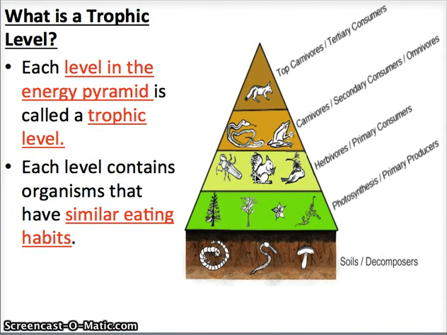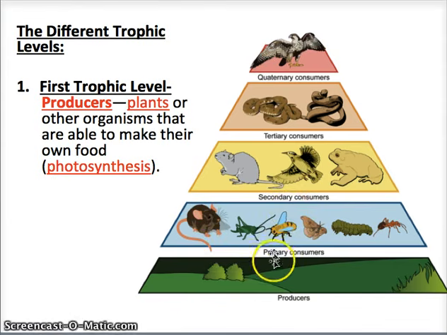Let's talk about what a trophic level is. The energy pyramids are divided into different levels, as you can see here. These levels are called trophic levels, and usually each trophic level consists of organisms that have similar eating habits. So on the bottom, we have our first trophic level right here. We have producers. Producers are plants or other organisms that are able to do photosynthesis and make their own food.